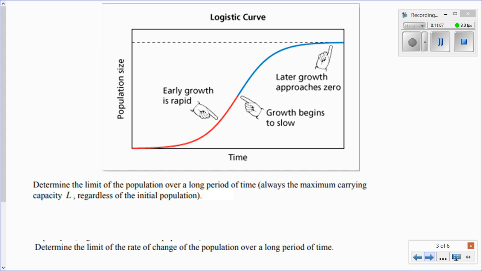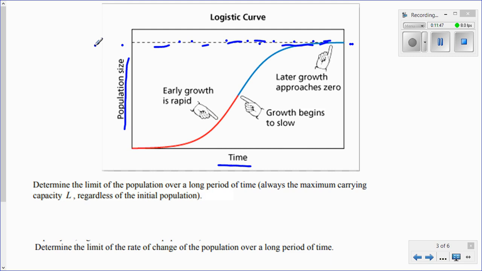And so you can see that we have time along the x-axis and then our population size along the y-axis. And so early growth is modeled by an exponential function. Okay, so this graph kind of starts out, or the population starts out growing exponentially, which is represented in red, but eventually the growth begins to slow and then taper off. And so you can see that happening in blue. And eventually it's going to reach that carrying capacity, which is a horizontal asymptote.